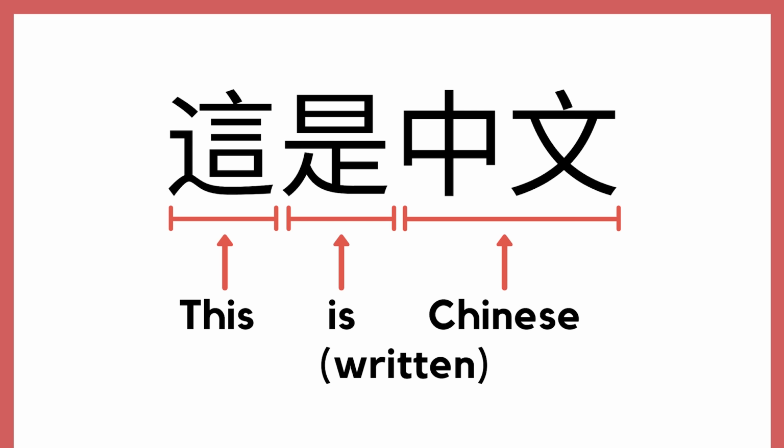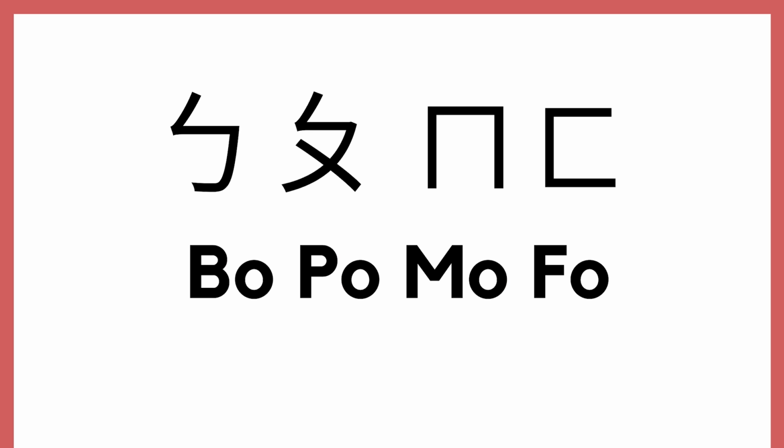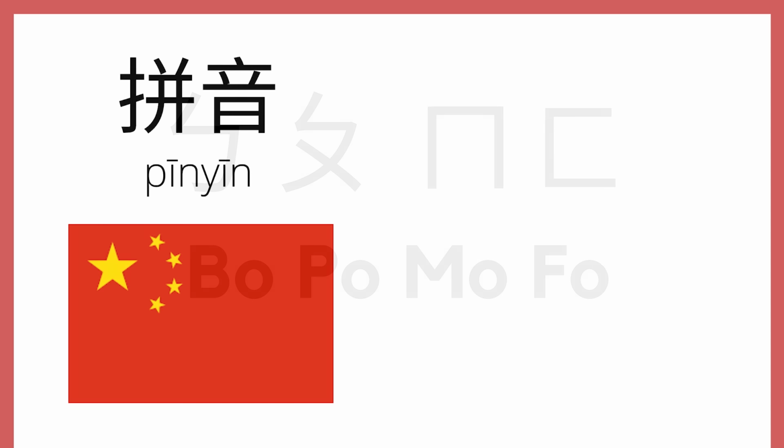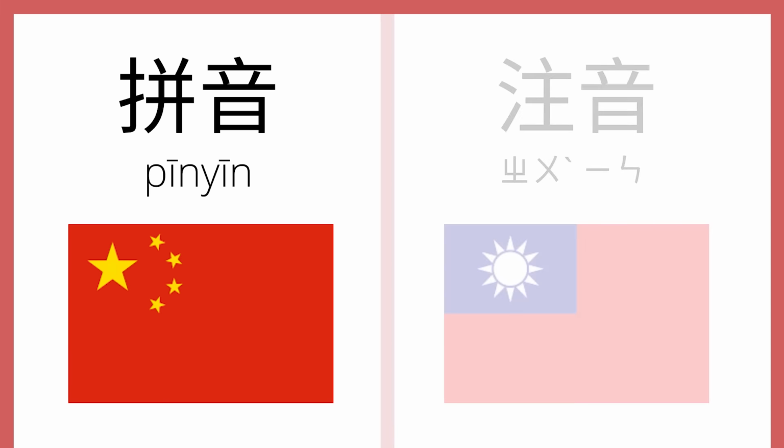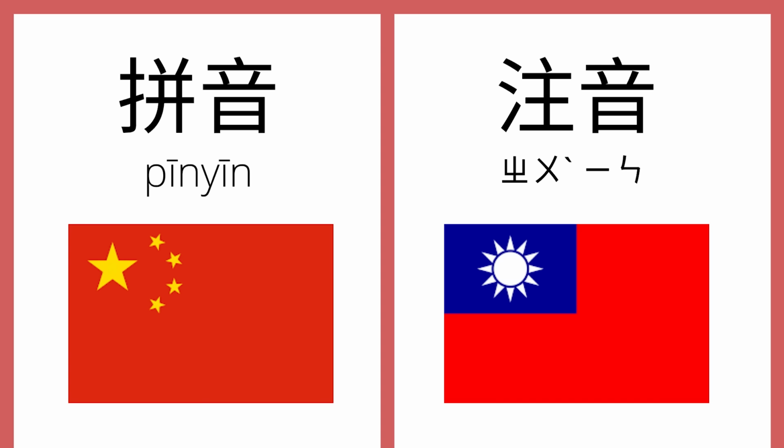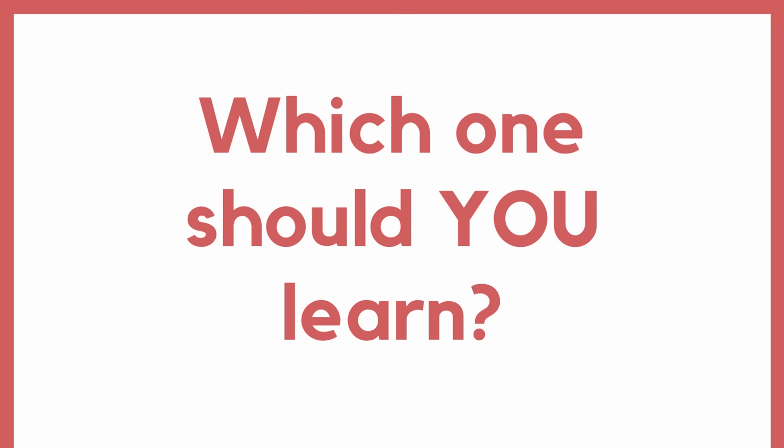The Chinese alphabet is also known colloquially as Bopomofo, after the first four letters of the alphabet, B, P, M, and F. Just like in English, we sometimes call the alphabet the ABCs. There are two main systems of writing the Chinese alphabet: the Pinyin system used by mainland China and the Zhuyin system used by Taiwan. The Pinyin system uses the same ABCs that English speakers use, and the Zhuyin system uses its own symbols. So you're probably wondering, which one should you learn?